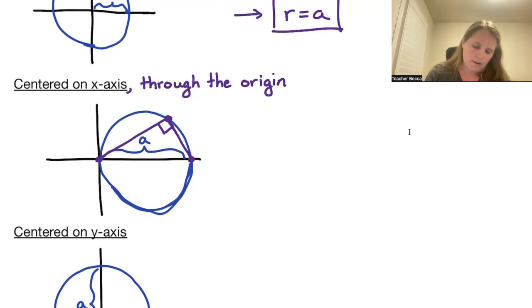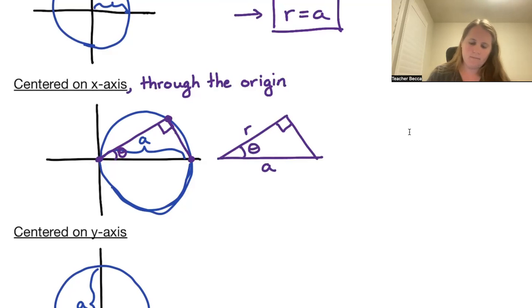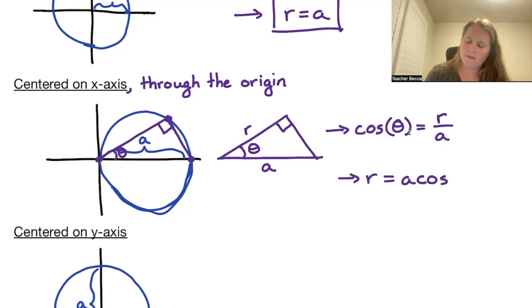So in this particular case, this triangle that we're looking at has hypotenuse A and adjacent side R. So we wind up getting that cosine of theta is equal to R over A. And so our equation is therefore that R is equal to A cosine of theta.